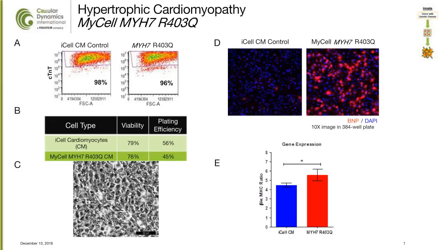One of the first things we did was look at the BNP expression, the baseline BNP expression in the MyCell 403Q cells. So you can see that there's increased BNP expression. This is done by staining the cells with the antibody for BNP. You can see that in red there's increased expression relative to the control cells. We also looked at some of the gene expression for this beta to alpha myosin heavy chain ratio. This is known to be increased in failing hearts or HCM hearts. And you can see that in vitro, these cells have an increased ratio of beta myosin to alpha myosin heavy chain.